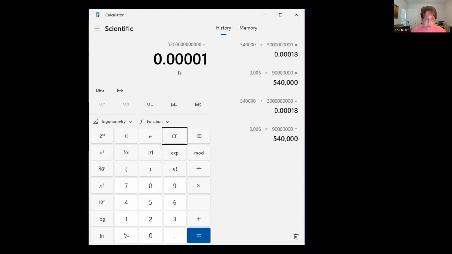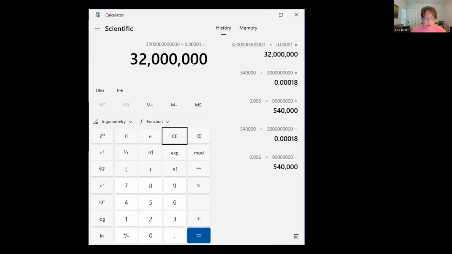Then that times 0.12341. So let me make sure. 1, 2, 3, 4, 1, 1, 2, 3, 4, 1. Okay, and I'm going to hit enter. All right, so now you need to write that down. So that's going to be 32 with 6 zeros. That's our new numerator.